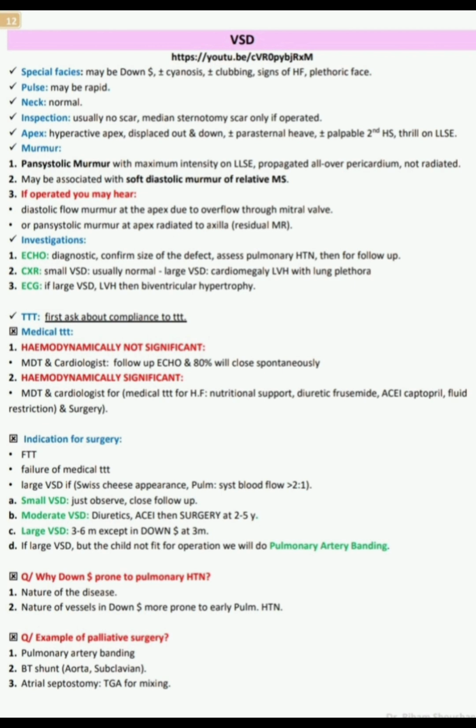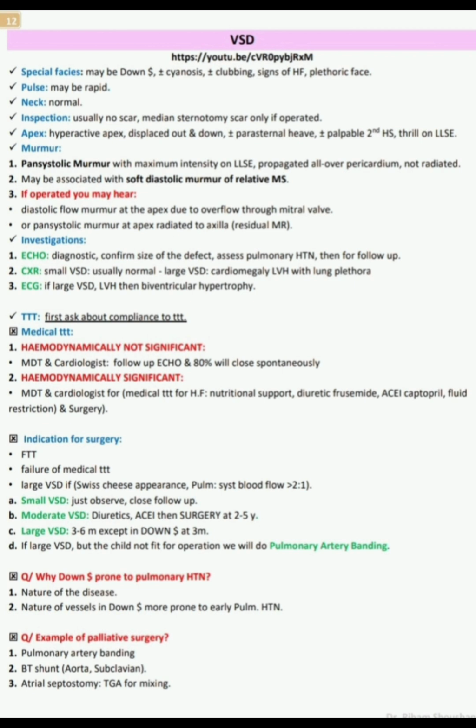Number B, moderate VSD, what do we give? Diuretics, ACE inhibitor, then surgery at 2 to 5 years. And in case of large VSD, at 3 to 6 months, except in Down syndrome at 3 months, we do the operation. And if large VSD but the child is not fit for operation, we will do pulmonary artery banding.